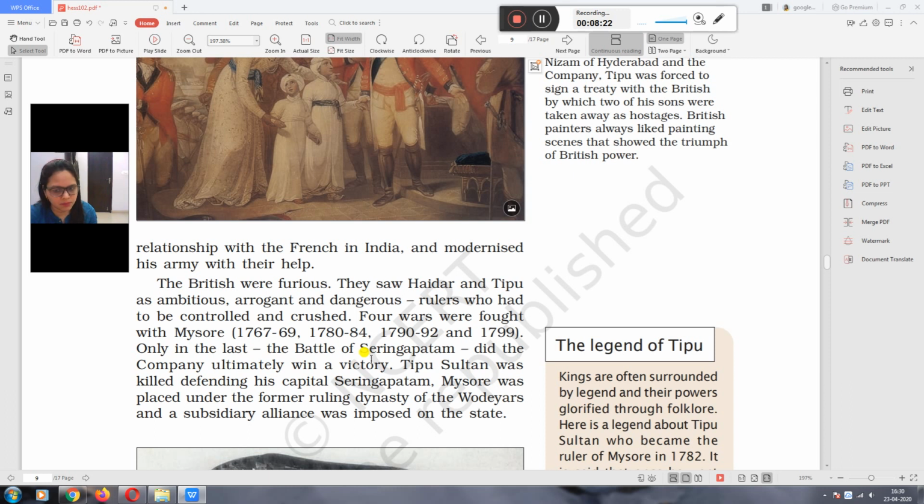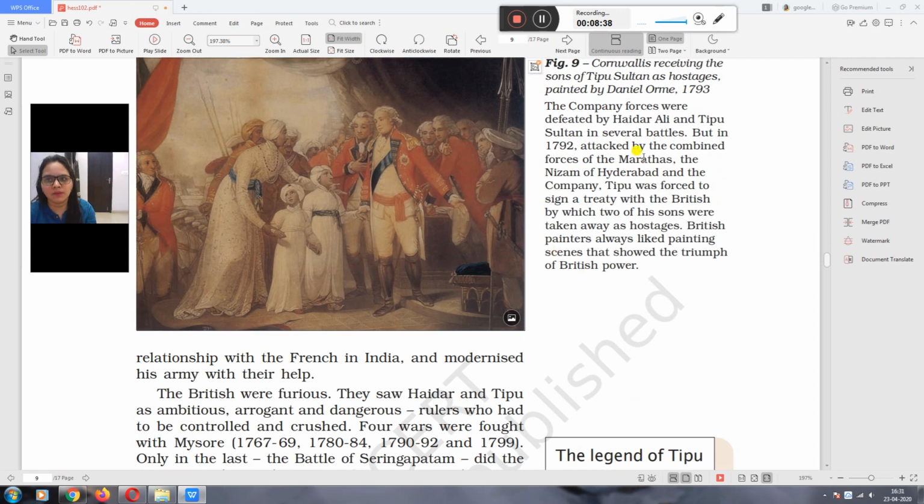Mysore was placed under the former ruling dynasty of the Wadiyars and a subsidiary alliance was imposed on the state. After some time, this state was also annexed by the British East India Company. Now here you can see a picture.